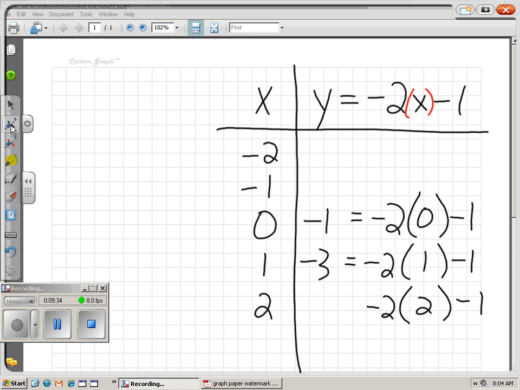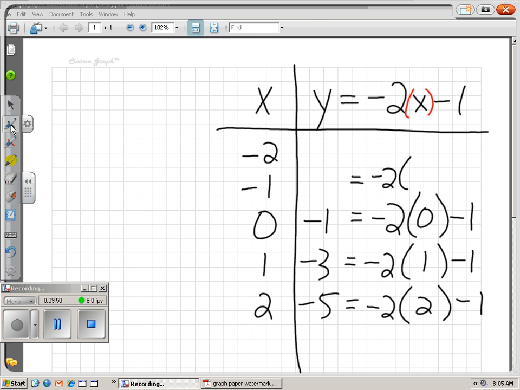Negative 2, take out the x, put in a 2. Do the math. Negative 4, take away 1 is negative 5. Now let's do the negatives. And this is why it's so important to put parentheses around the x when you deal with negatives.